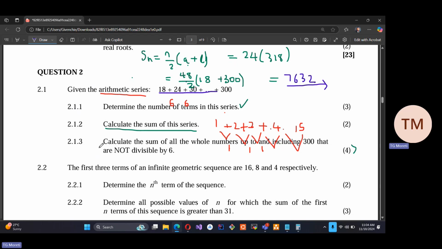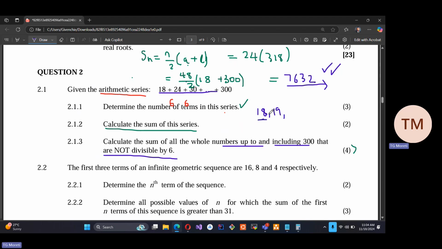Now, question 2.1.3 says, calculate the sum of all the whole numbers up to and including 300 that are not divisible by 6. Okay, so this is a very important question. Remember, the one that we calculated here is divisible by 6. So the ones that are not divisible by 6 will start from 18 up to and including 300. So we will have 18, 19. 18 is divisible by 6.